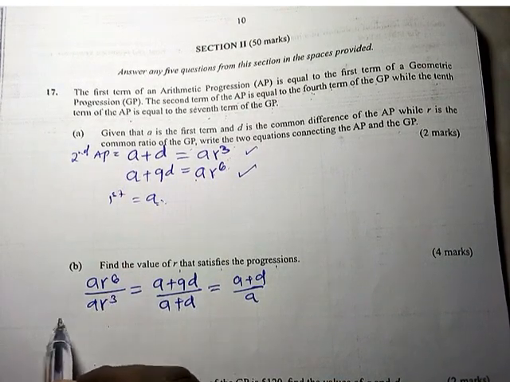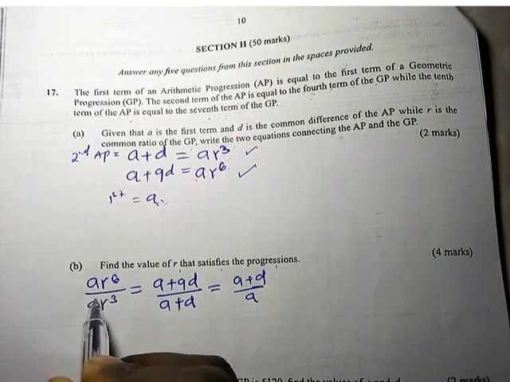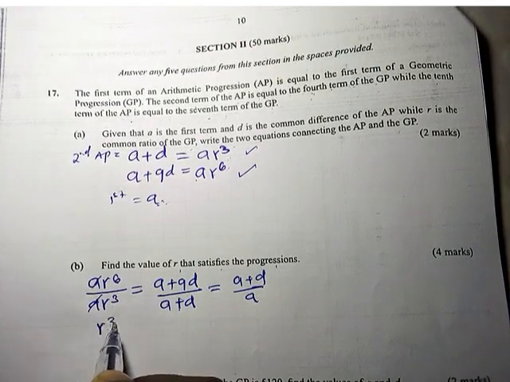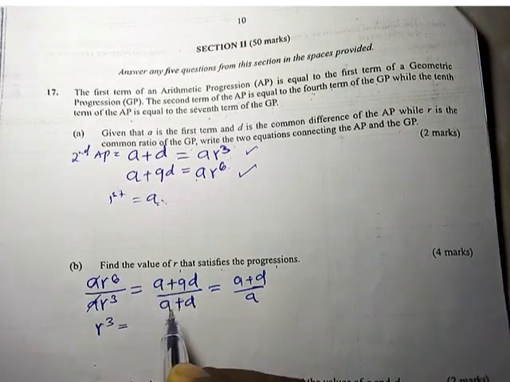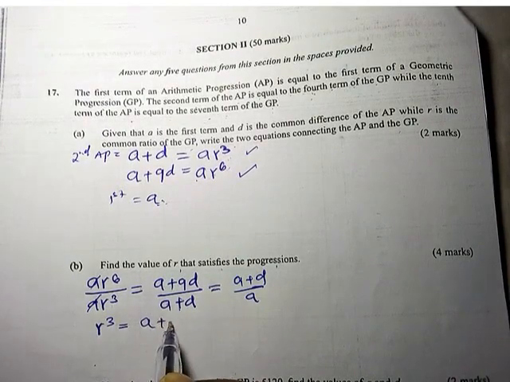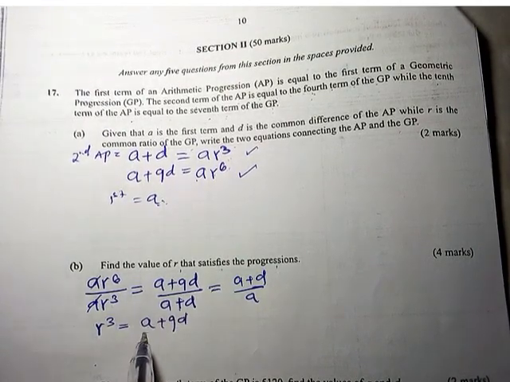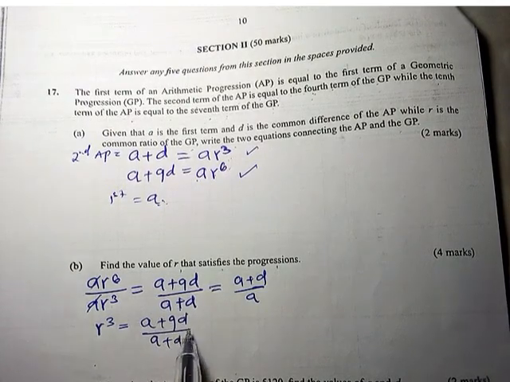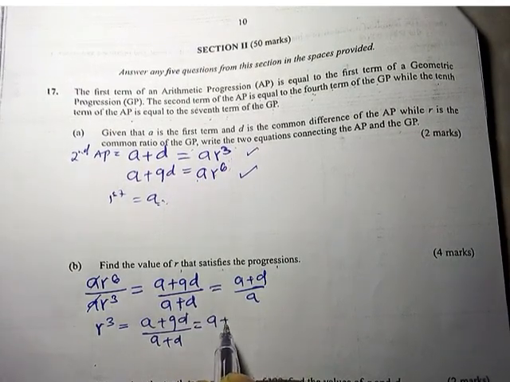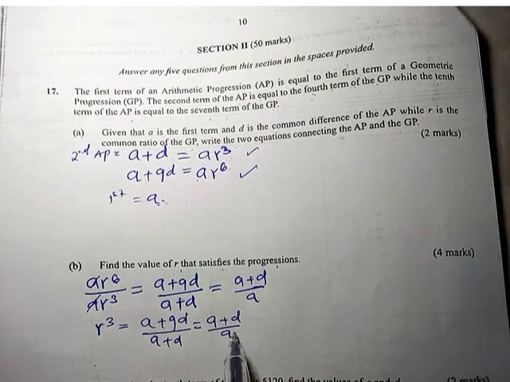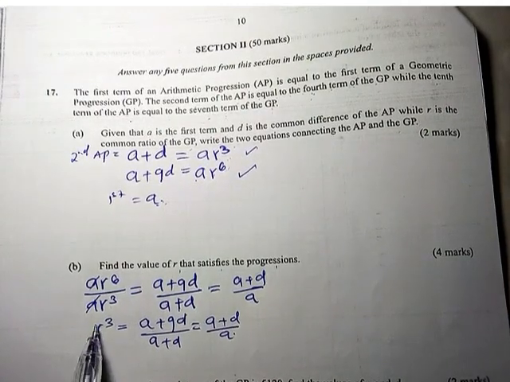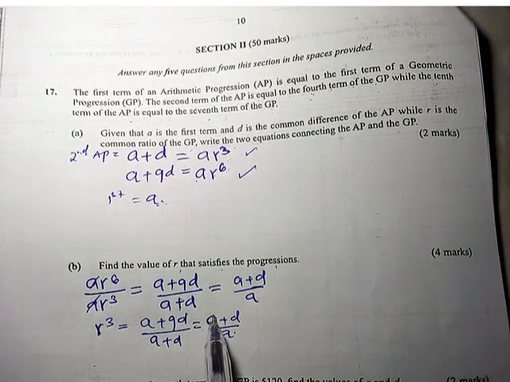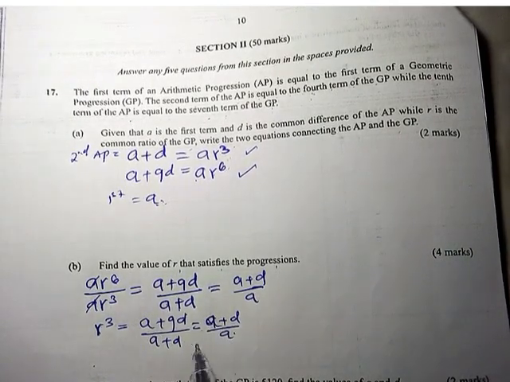So if this goes like this, we are going to have R cubed equal to A plus 9D over A plus D, equal to A plus D over A. So now we work with this and then we deal with this so that we have the values of A and D.